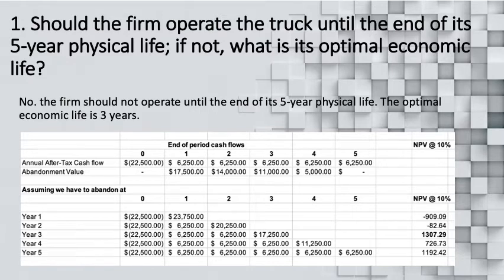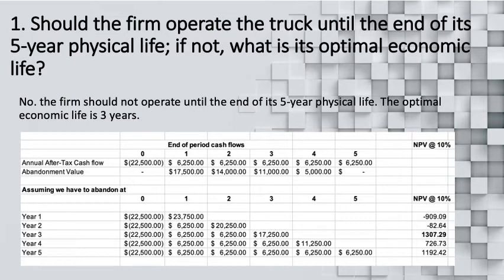Next, we need to compute for year 2. If we abandon the truck at the end of year 2, we get negative $82.64, also a negative. At the end of year 3, if we want to abandon, the NPV would be $1,307.29, and this time it is a positive one. If we abandon the truck at year 4 and discontinue, we also get a positive number of $726.73. Last but not the least, at the end of year 5, if we fully use the expected life of the truck, which is 5 years, we'll get an NPV at 10% of $1,192.42.